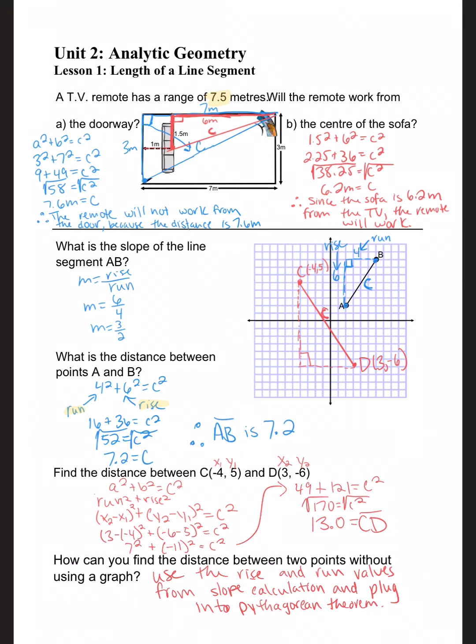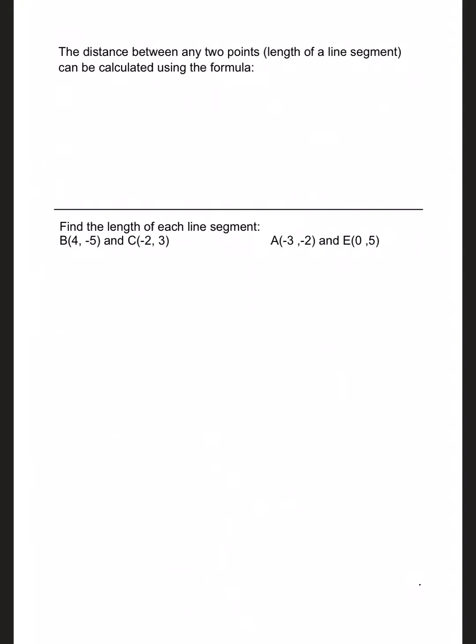All right, so use that rise and run that we know how to calculate. So y2 minus y1, x2 minus x1. Use those values as our a and our b in Pythagorean theorem. Okay, so the distance between any 2 points, so the length of a line segment. So whenever we see length, we should think distance, same thing.